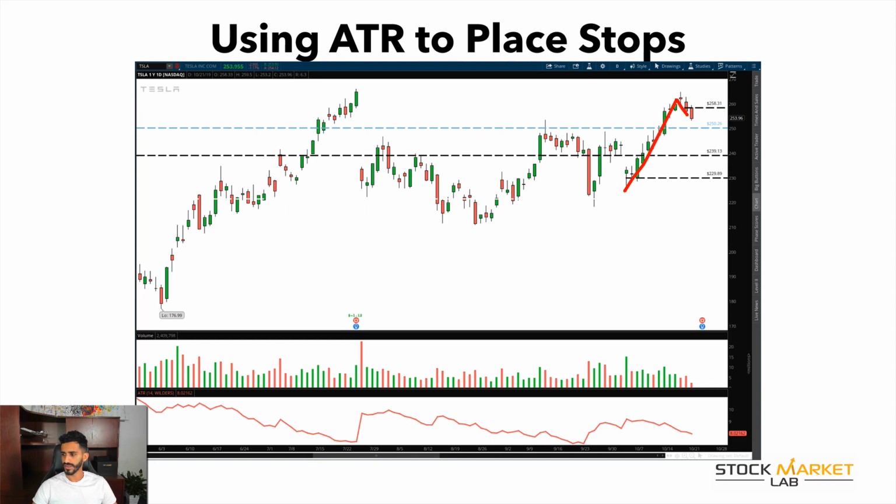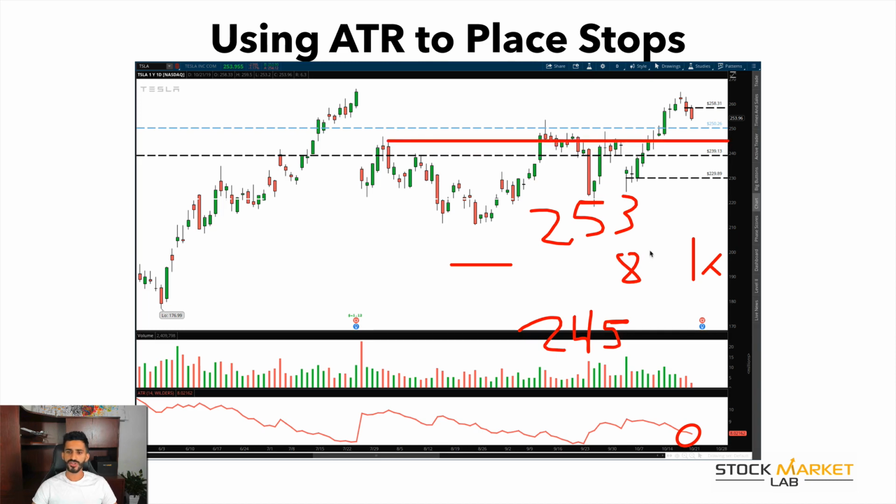In this situation, let's say I want to use the ATR. I'm like, okay, ATR is $8. So if I put the ATR at $8 and the stock is at 253 right now, right, and a minus is 8, that gives me a number of 245. So what the ATR is telling me, if I use it at 1x ATR, I should put my stop loss at 245. Now, does 245 make sense?